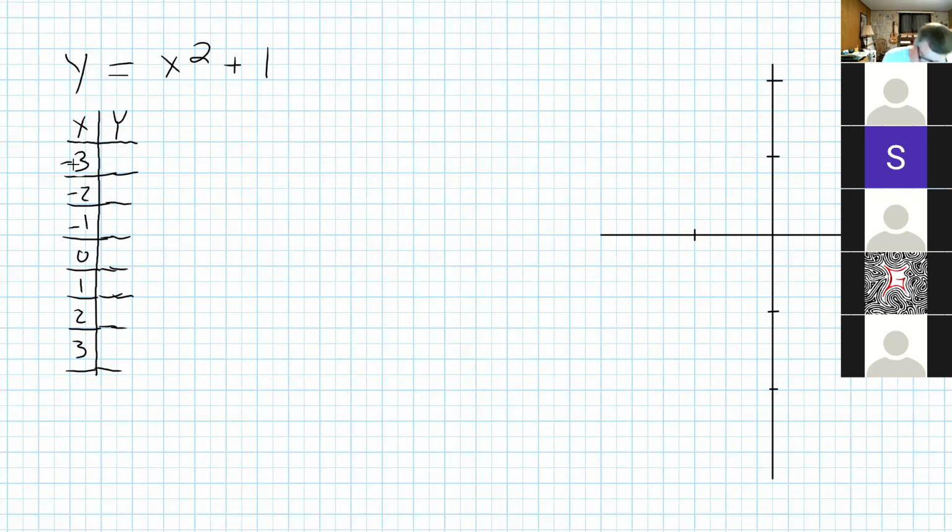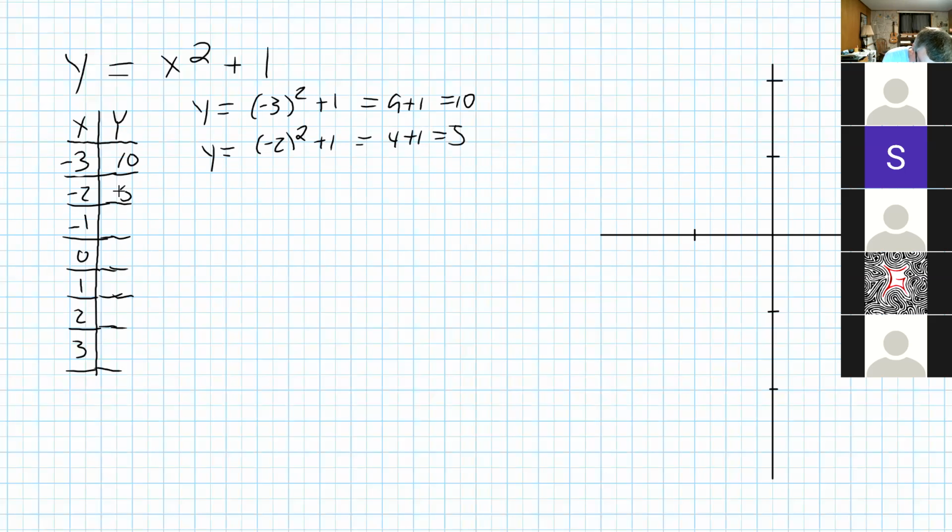Okay, there we go. So I'm going to evaluate y equals x squared plus 1 for all those different values so that I get some ordered pairs. If x is -3, y equals the quantity -3 squared plus 1, which would be 9 plus 1, or 10. Any questions about that? All right. For x equals -2, y equals -2 squared plus 1, which is 4 plus 1, which is 5.